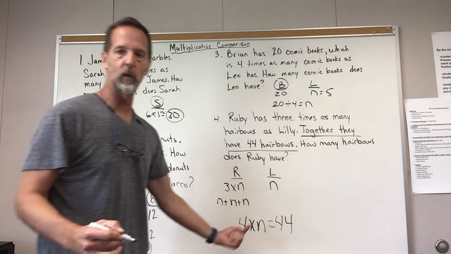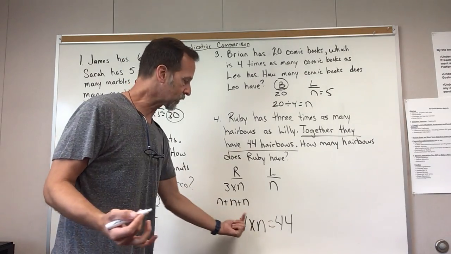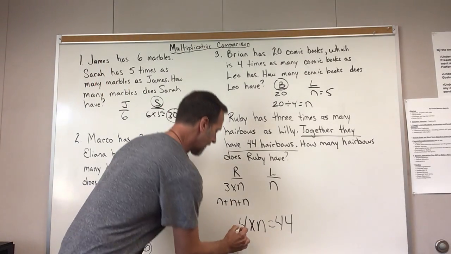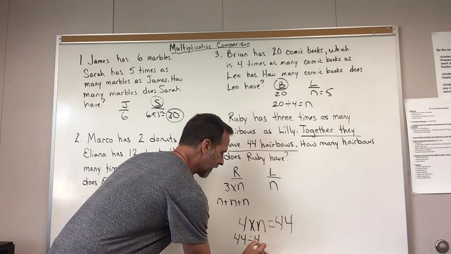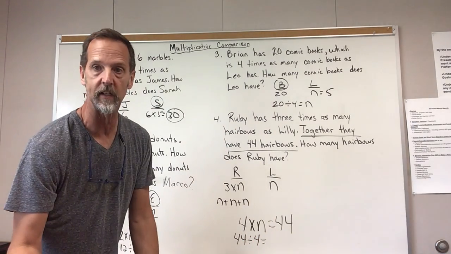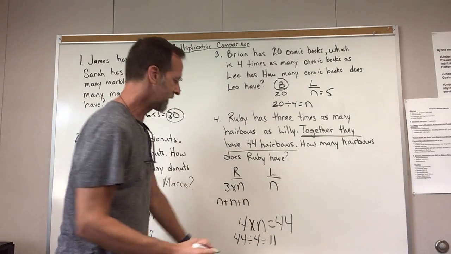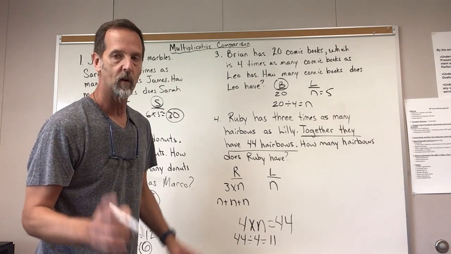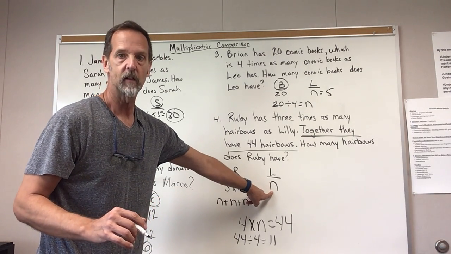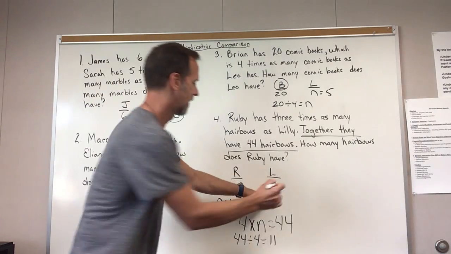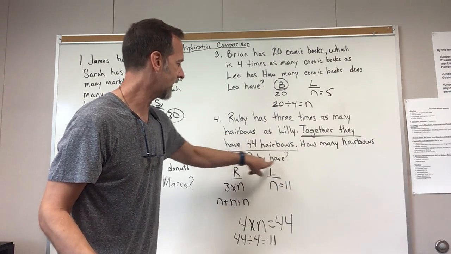And now I can switch that around, right? Or you might know that answer. I hope you know it already. Now I can switch that around to division and do 44 divided by 4, and that will give me N, which is 11. Now we're not done. Hold on. That gives me 11. N is 11. We're not finished with the problem. Okay? N is 11, right? So Lily has how many? 11. But the question doesn't ask about Lily.